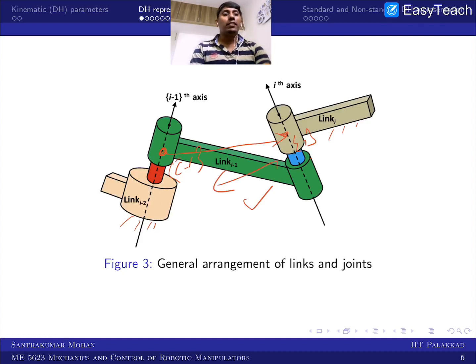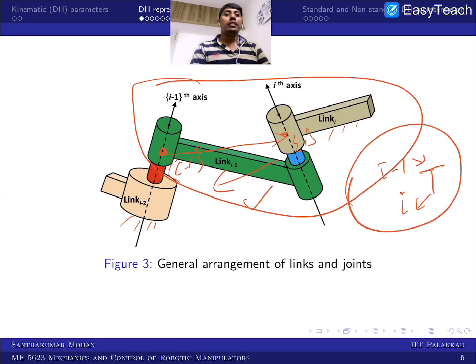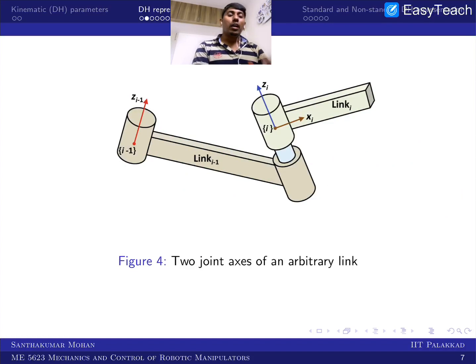So I want to know the information from this to this or this to this. One of the easiest things is I want to know the information of i with respect to i-1. I want to find out the transformation matrix of i with respect to i-1. This is my interest. In order to get this clarity, I am taking as a focus link k-1 and link k, in the sense I am focusing on the i-1 axis to the ith axis, so that I come with a clear view.